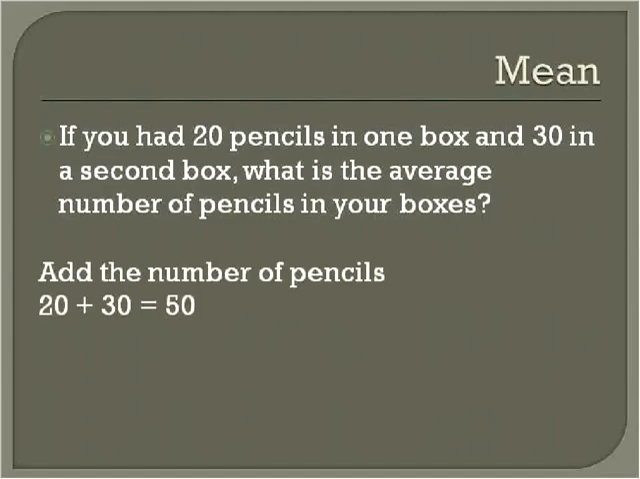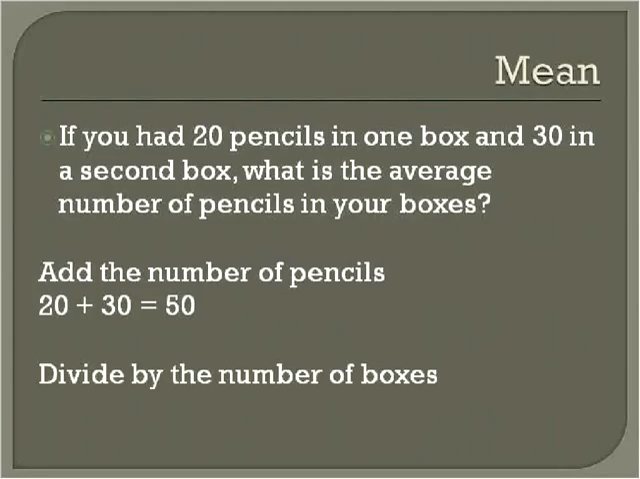So what we're going to do is add together the number of pencils. We take the 20 pencils from the first box, 30 pencils from the second box, and add that together. 20 and 30 is 50. The next step is that we're going to divide our total by the number of boxes. So divide 50 by 2 boxes. 50 divided by 2 is 25. So that's our final answer: the average number of pencils per box is 25 pencils.